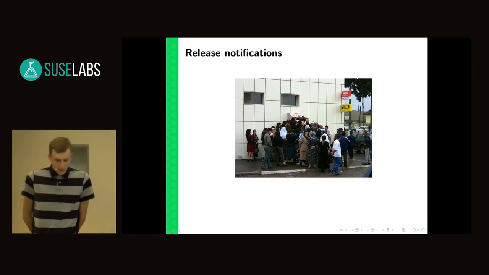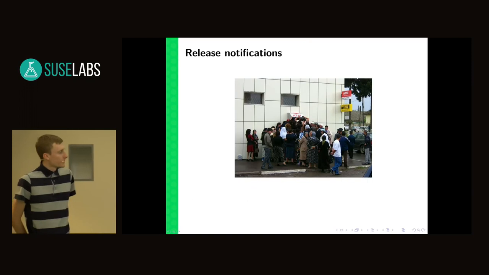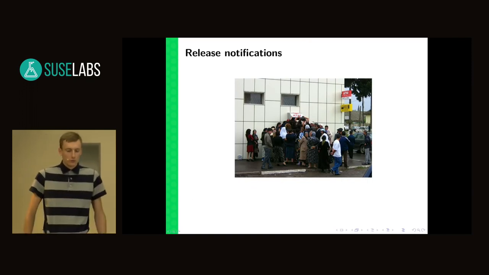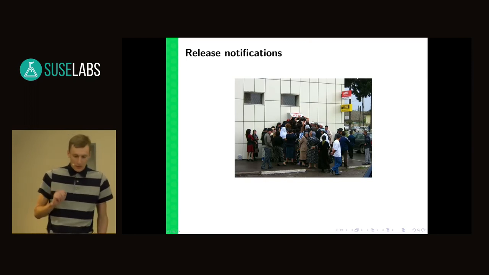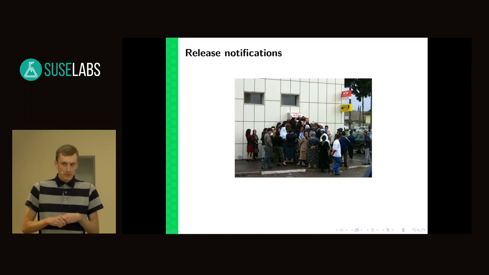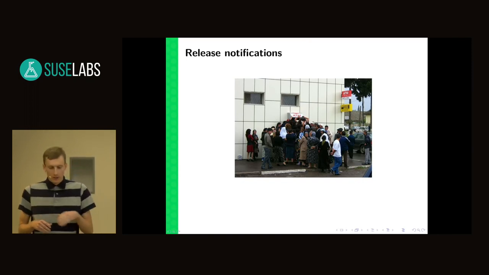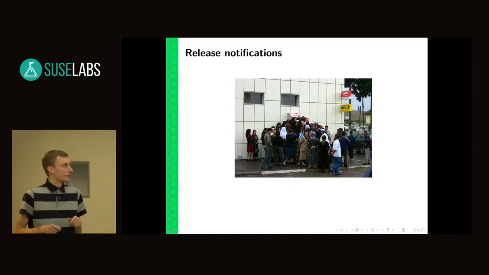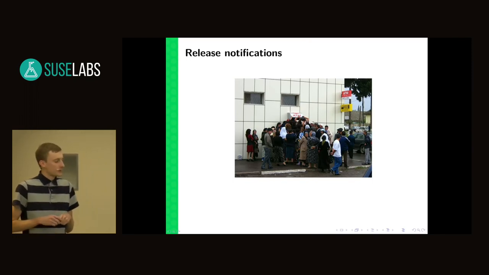Another issue with this API is that there is a possibility to register a user mode helper that is spawned when a cgroup becomes empty. This is used, for example, by systemd to remove the cgroup when it's not needed anymore. And this can lead to interesting effects.